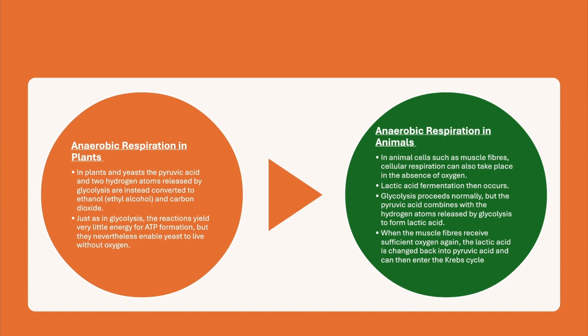When the muscle fibers receive sufficient oxygen again, the lactic acid is changed back into pyruvic acid and can then enter the Krebs cycle. So for us to turn the lactic acid back into pyruvic acid, we need oxygen. So once the body receives enough oxygen, it will convert that lactic acid back into pyruvic acid, and it can undergo the Krebs cycle and oxidative phosphorylation.